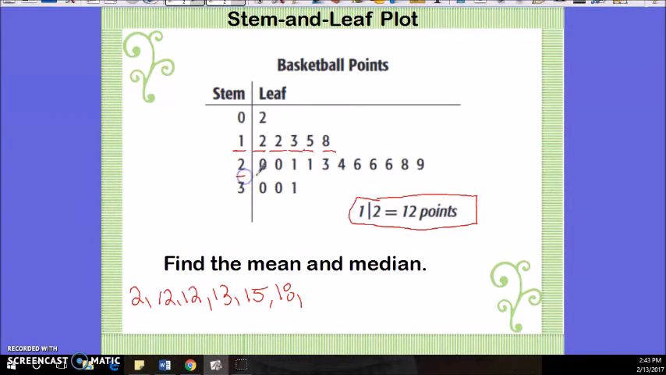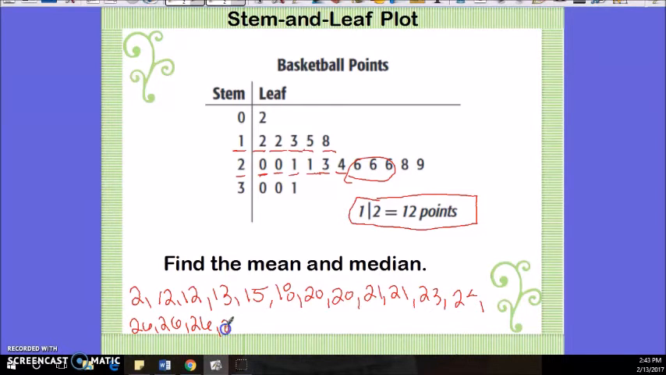And then you have 2, 0, which is 20. 2, 0 again, 20. Then you have 21, 21, 23, 24. And 3 26s. 26, 26, and 26. And then you have 28 and 29. And then you have 2 30s and a 31. So tens place, ones place. So 30, 20, 12, so forth.